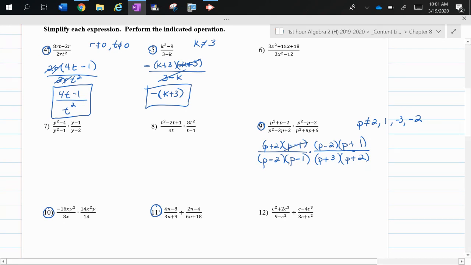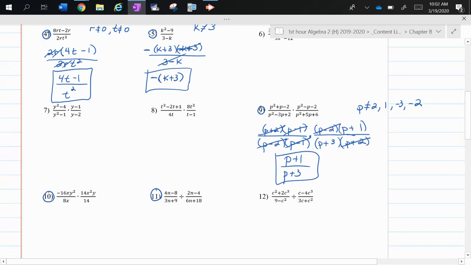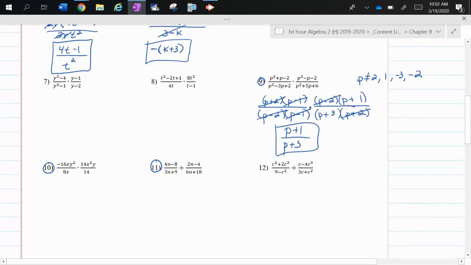So let's see, I have p minus 1 over p minus 1. I can reduce that. I have p minus 2 over p minus 2. I can reduce that too. And p plus 2 over p plus 2, I'm reducing that as well. So all I have left is p plus 1 over p plus 3. Excellent. Okay, now let's work on number 10.